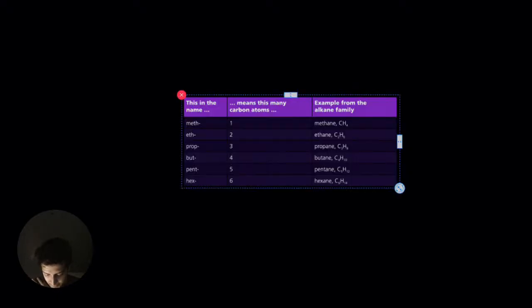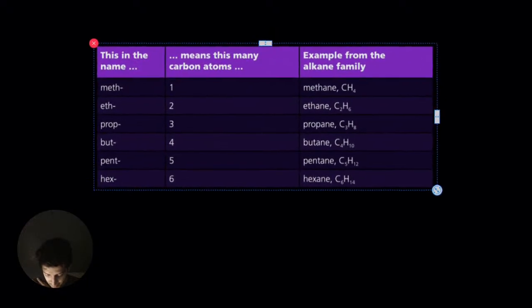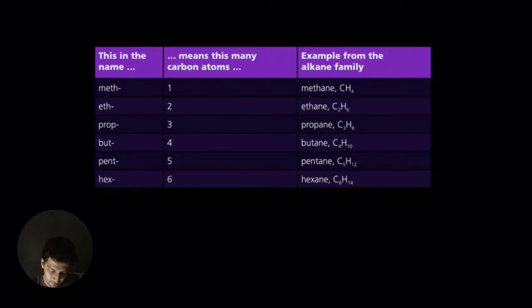Now make sure you know meth, eth, prop, but. 1, 2, 3, 4: meth, eth, prop, but. After that, they're shapes, so it's easier after that. So it's not too difficult. Hept might be confusing. Okay. And this is a summary. I should have actually brought in the other one.